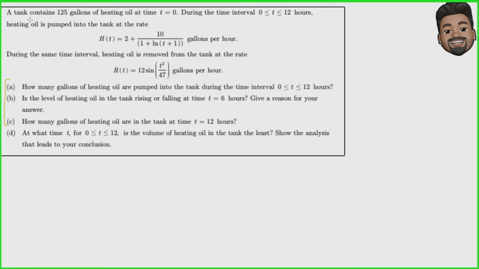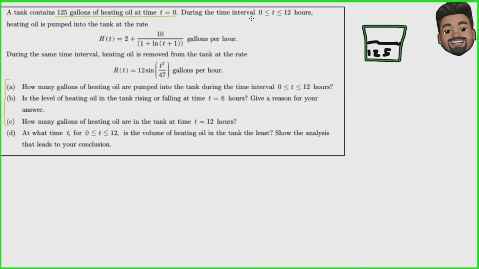Or let's read the question. A tank contains 120 gallons of heating oil at T equals 0. So just to start off, just like normal, we got this heating tank, right? I'm gonna just write it like this. Here's this heating tank, and it's got already to start off, let me go a little bit darker here. It's got 125 gallons of oil, so 125, okay?